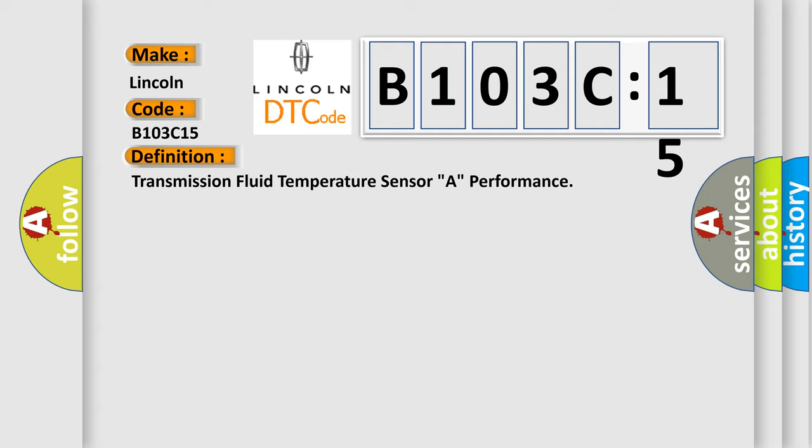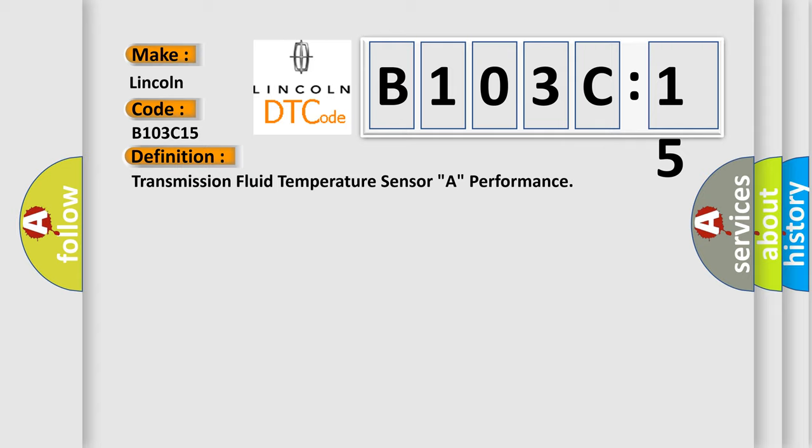And now this is a short description of this DTC code. The monitor will run whenever this DTC is not present: not circuit malfunction. P0712, P0713 ATF temperature sensor circuit, TFT sensor. P0115, P0117, P0118 ECT sensor circuit. P0112, P0113 IAT sensor circuit. P0715, P0717 turbine speed sensor circuit. P0791, P0793 intermediate shaft speed sensor circuit.